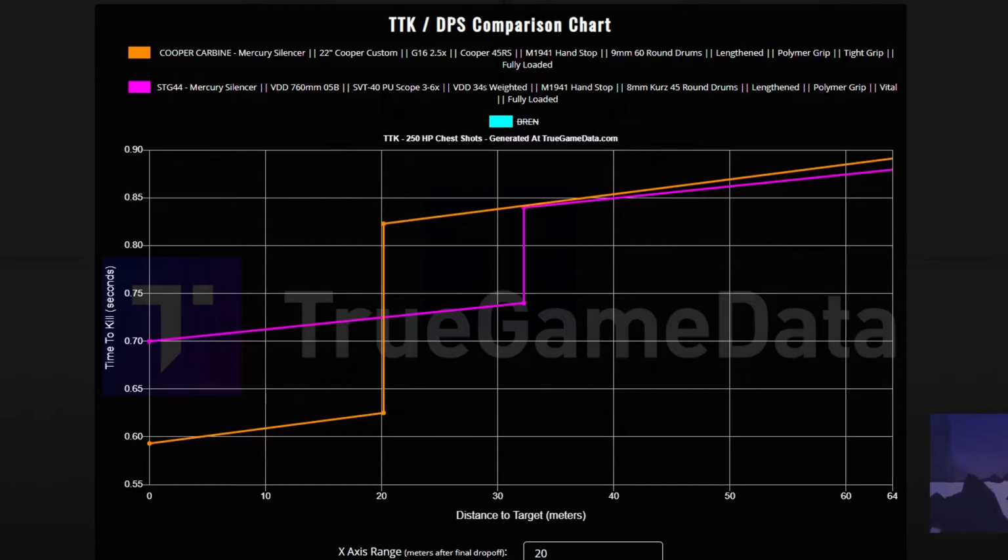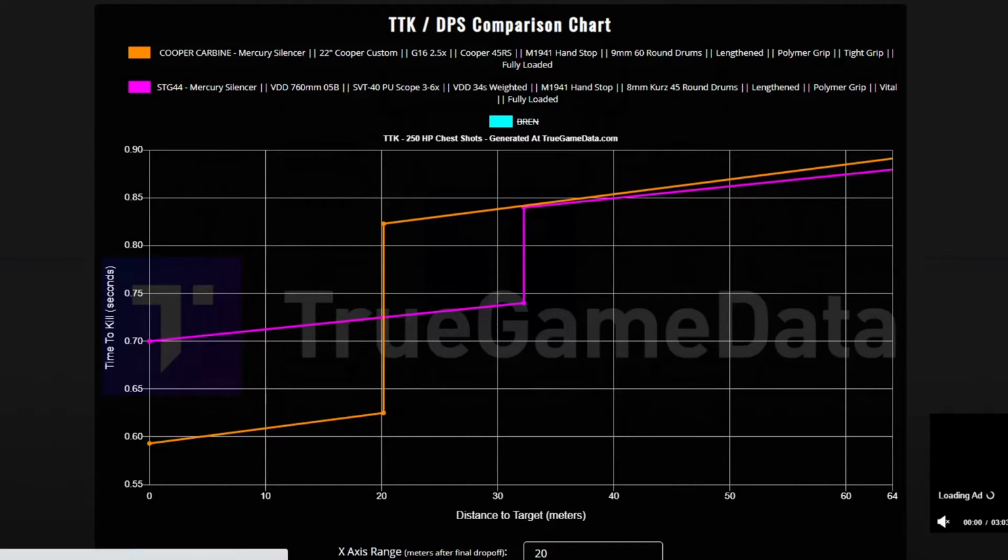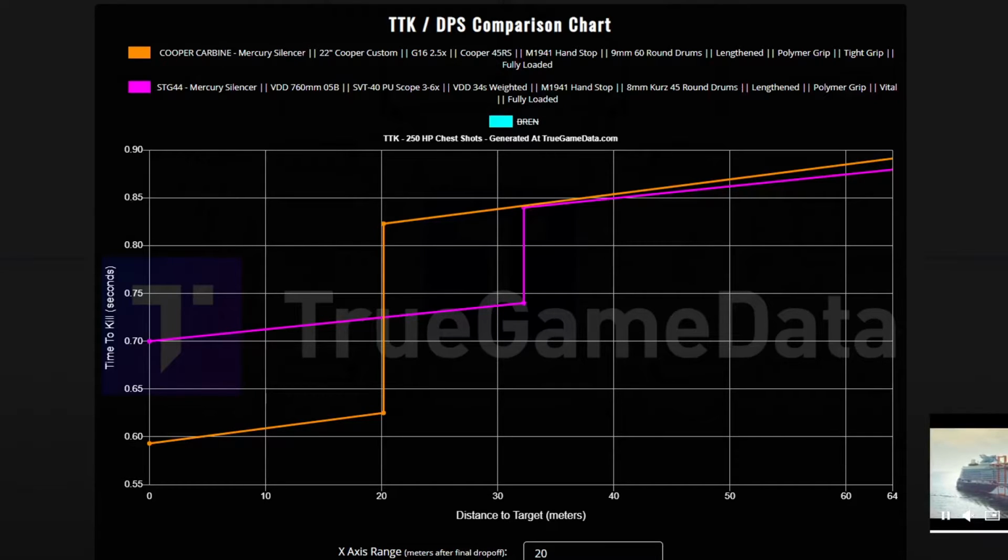So to summarize the time to kill and range, the Cooper Carbine is killing faster out to 20 meters, and then the STG takes over at mid-range. Then both of these weapons level out, and they have a similar time to kill at long range.